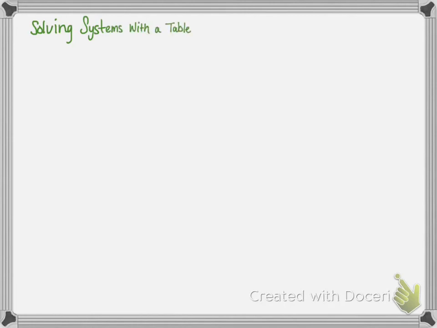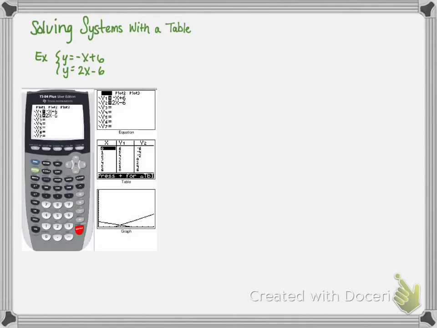Finally, solving systems with a table. And what we're going to do right now is look at a table using the graphing calculators. So for example, we have a system y equals negative x plus 6, y equals 2x minus 6. This was the one we just graphed. If we enter those two equations in y1 and y2 on our graphing calculator, we can then look at a table.